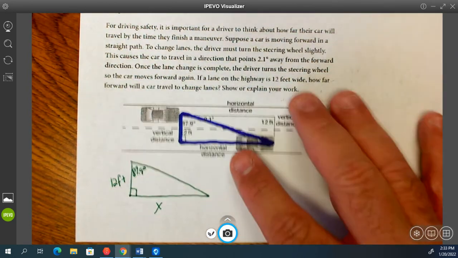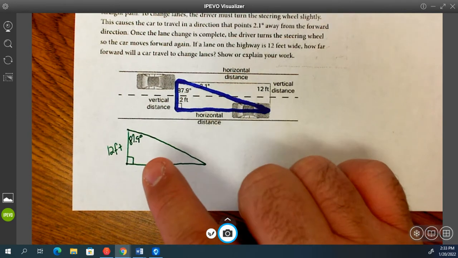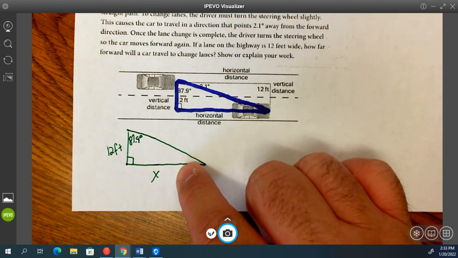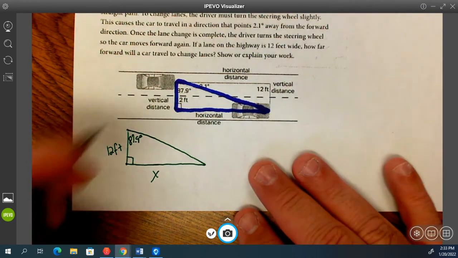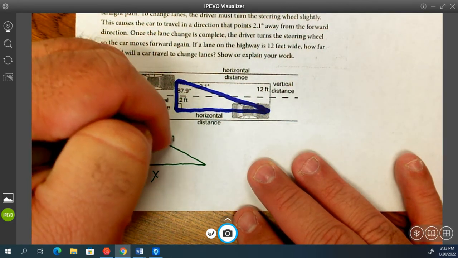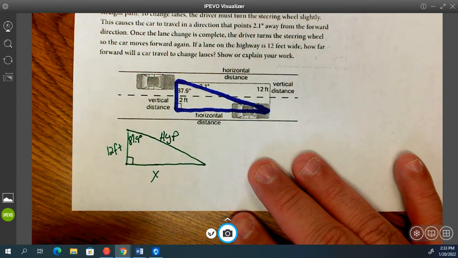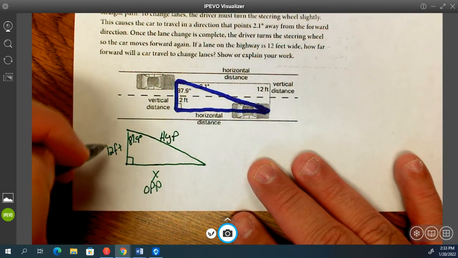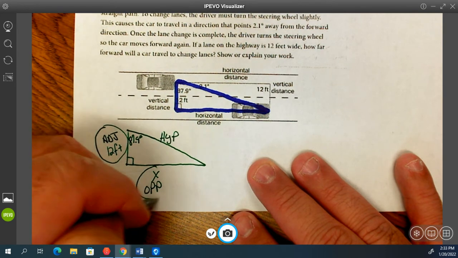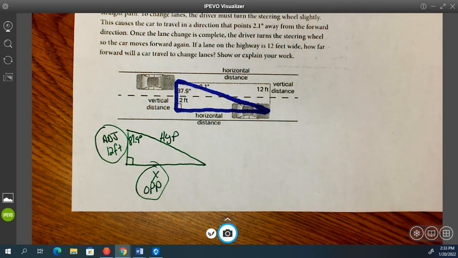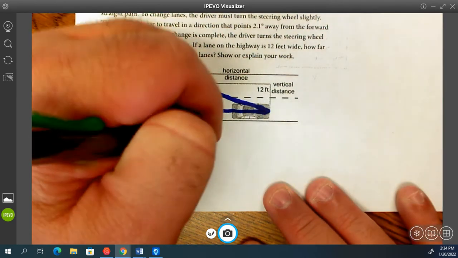Do I know how to solve this problem? Yes. So what do I do first? Find the hypotenuse, adjacent, and opposite. Then after you're done, you circle what you have. So if I have adjacent and opposite, SOHCAHTOA, tan. This is a tan problem.